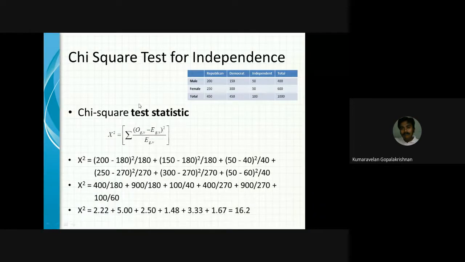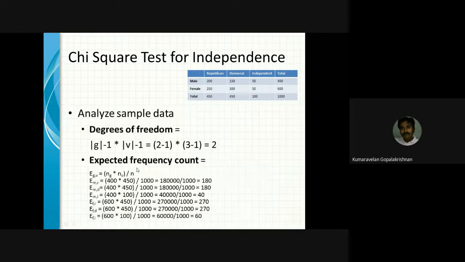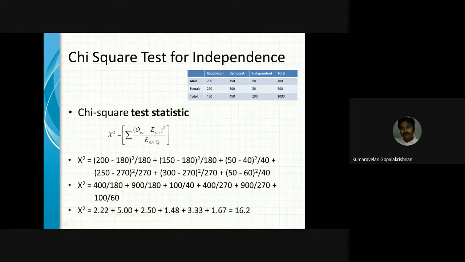So what is the formula of chi-square test? Chi-square, x square, equal to summation of observed value minus expected value, the whole square, divided by expected value. That is the general formula of chi-square. From the table I can take the observed value, and previously I have calculated the expected frequency count. So just by applying this, you can find out the value of chi-square. That's all. Now the problem becomes very simple.